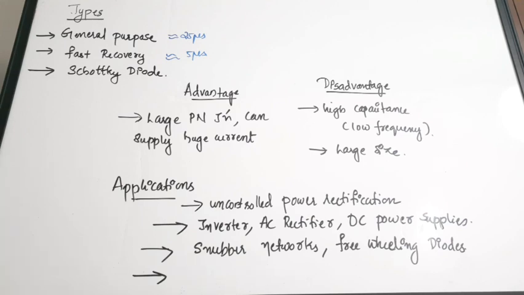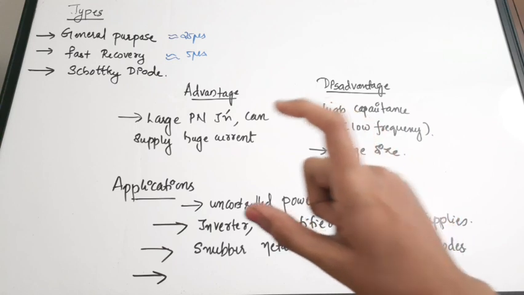Now let us see the advantages and disadvantages. Here you can see the PN junction of the diode. By seeing the layered structure, we have seen that the PN junction is large, due to which it can supply huge current. And we know that the power P is equal to IV, so it can be used for large power rectification applications. This is one of the main advantages of power diodes: due to the large PN junction, the diode can supply huge current.